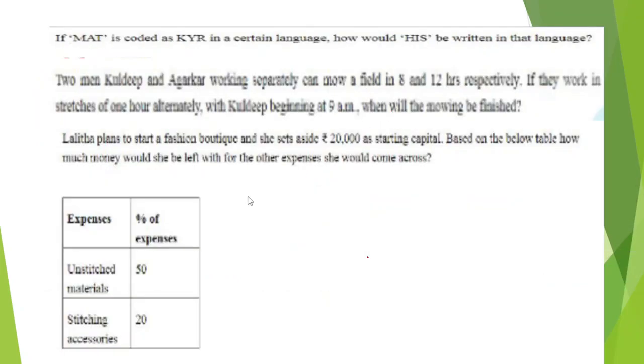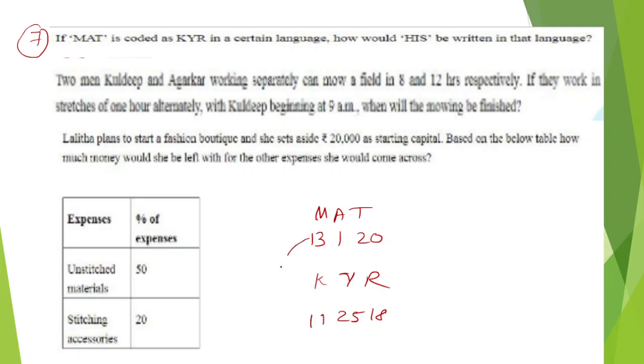Okay, if MATT is coded as KYR, it is the 7th question, in a certain language, how would HIS be written in that language? So we can see MATT: M is 13, A is 1, T is 20. Okay, and KYR is 11, 25, 18. So there is a gap of -2.